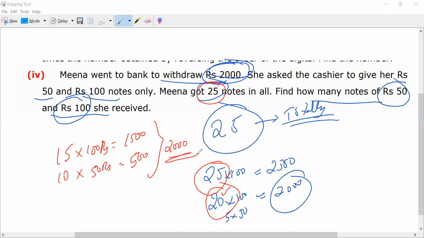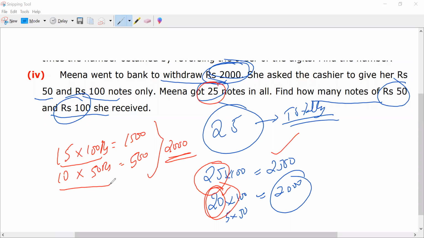First I took the 25 notes as 100 and made 2500. Then I reduced 5, 20. Then I reduced 15. So now I already know the answer is 15 notes of 100 rupees and 10 notes of 50 rupees. Is everyone able to get the logic? This is without doing any method. This is the way to think. You got the point logically.